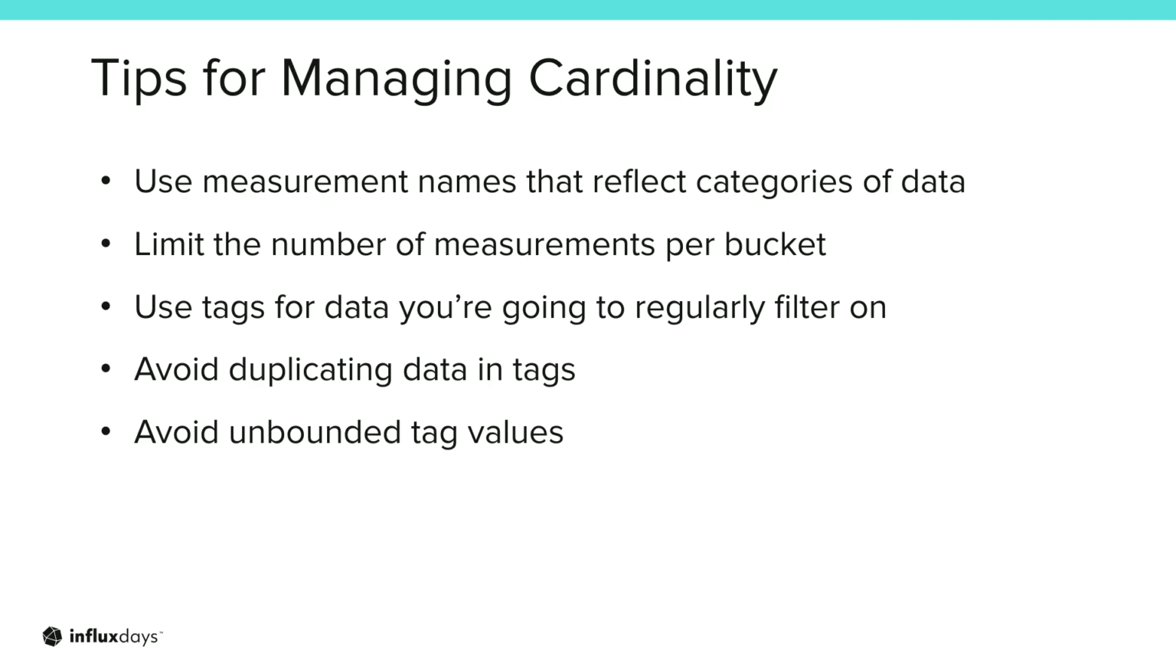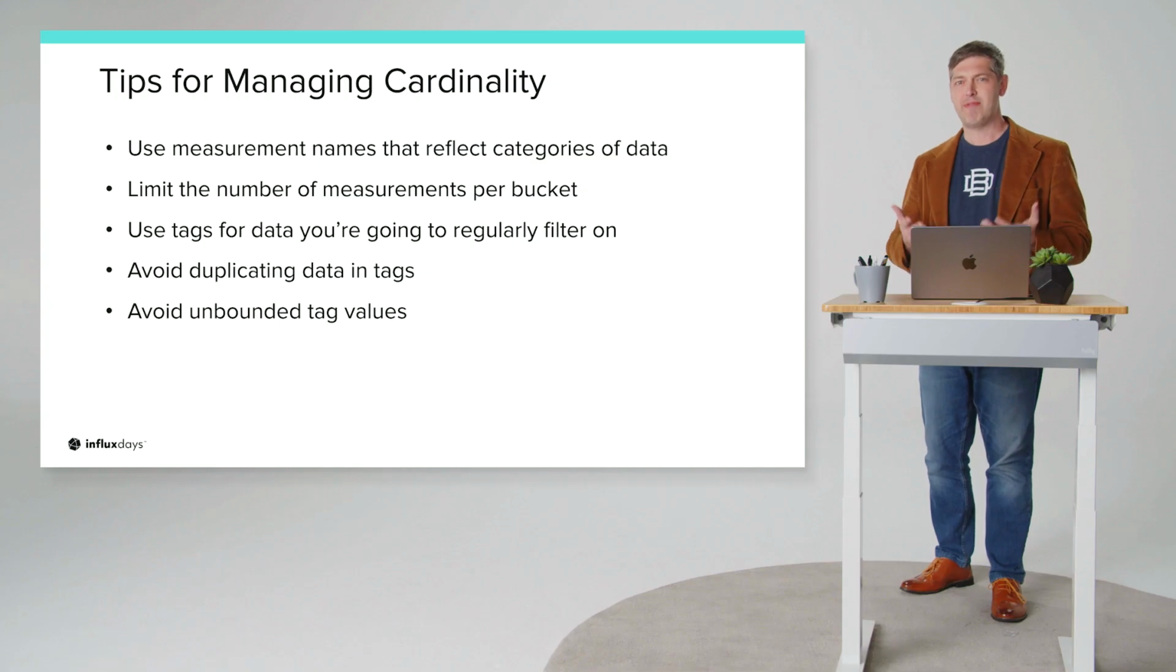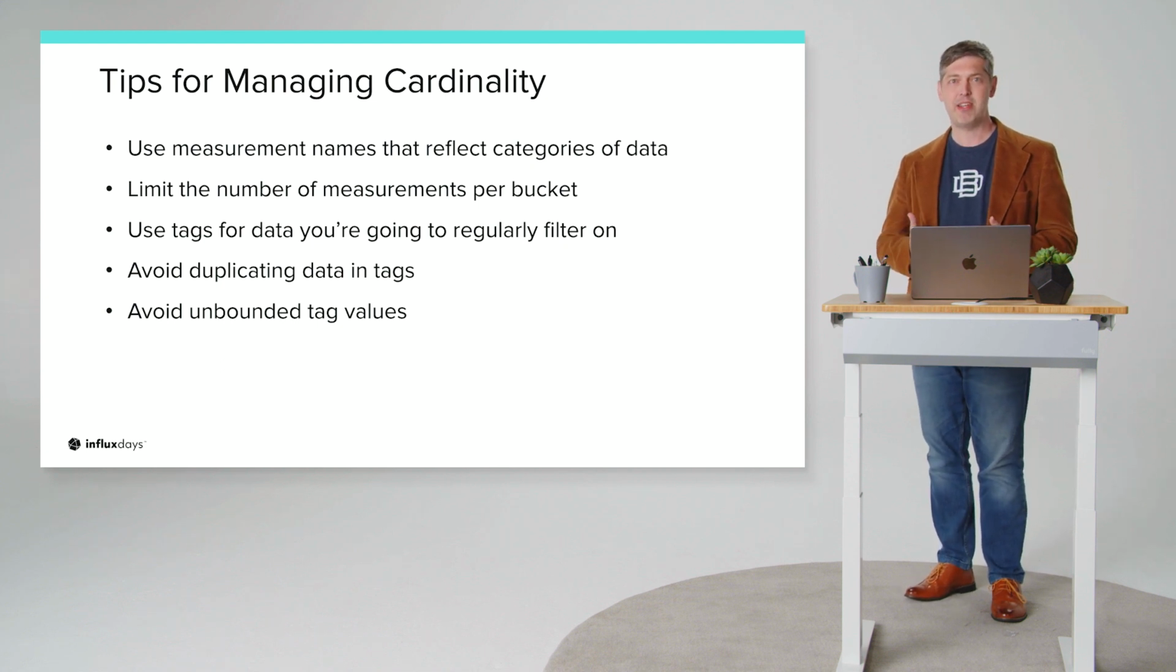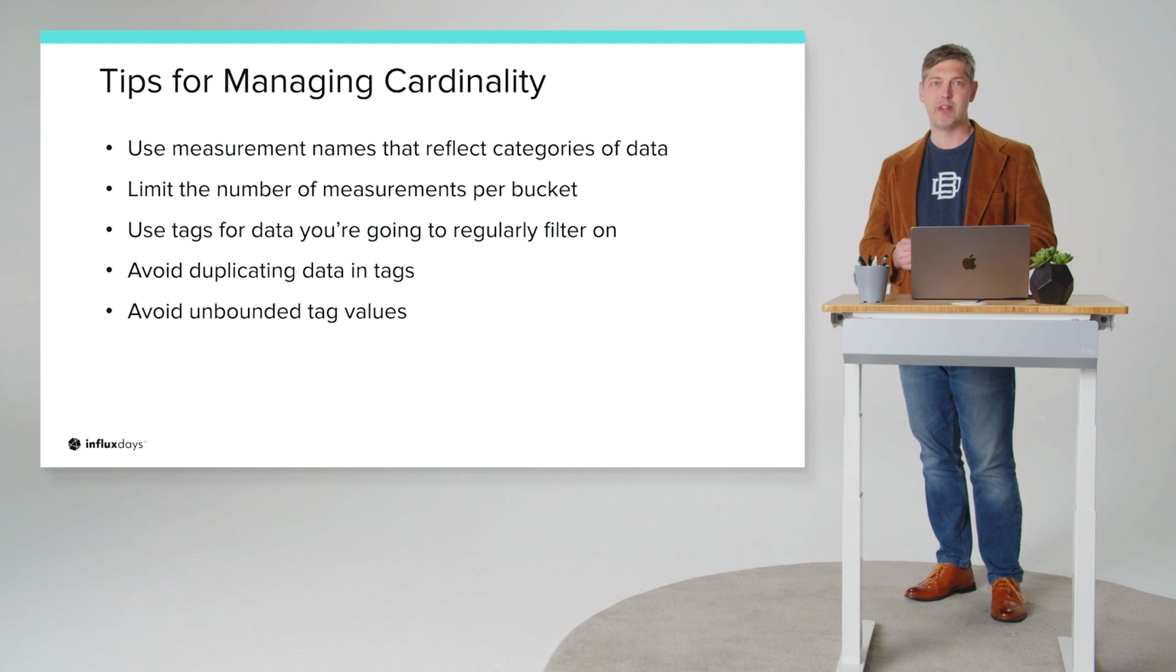The next thing you want to do is limit the number of measurements you have per bucket. Remember that you can have as many buckets as you want, and you can cross-query between those buckets in your Flux scripts. So you don't need to have all of the data in the same bucket all of the time. By separating that out, you can manage your cardinality a little bit better. When you're creating tags, only use them for things that you're going to be querying for regularly. Like I said, the benefit of tags is that they're indexed, and it makes the queries faster. But if you're not planning on searching by a specific tag value, then it's probably better left as a field.